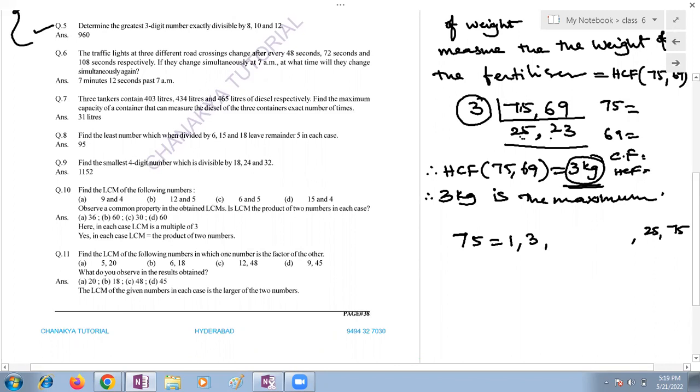The commonly divisible number of 75 and 69 is the common factor, right? Take the least common factor? No. Here we are taking HCF, the highest common factor, because if there is any other common number for 25 and 23, then we can multiply these both numbers. But here there is no common factor in the other pair. Suppose I get 2 as a common factor in both numbers, then I should multiply these as the HCF, the product of these 2 numbers. Hope you understood.